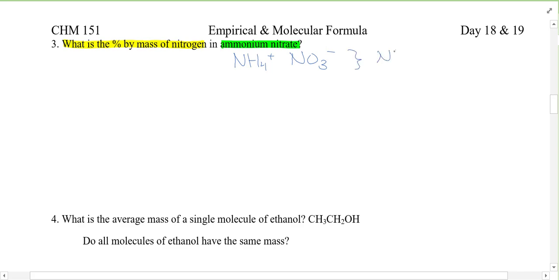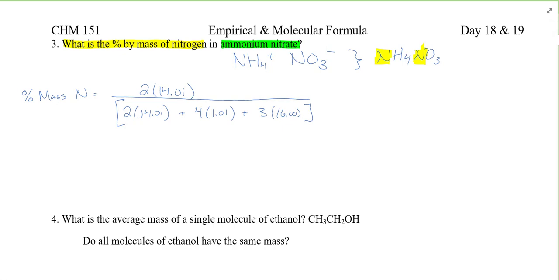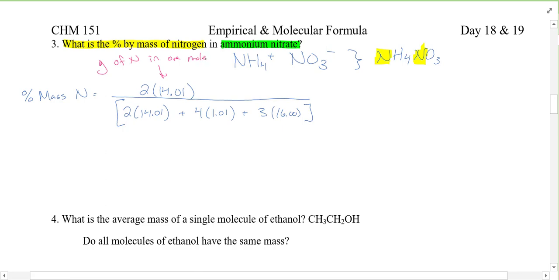So combining those, we get NH4NO3. And nitrogen, there's 2 different nitrogens. So we're looking for the percent mass of N. So there's 2 N's. 2 times N is 14.01 grams per mole. All right, 2 times 14.01 plus 4 times 1.01 plus 3 times 16. So what's going on here? This is the grams of N in 1 mole of the compound. And on the bottom, this is the mass of 1 mole of compound.